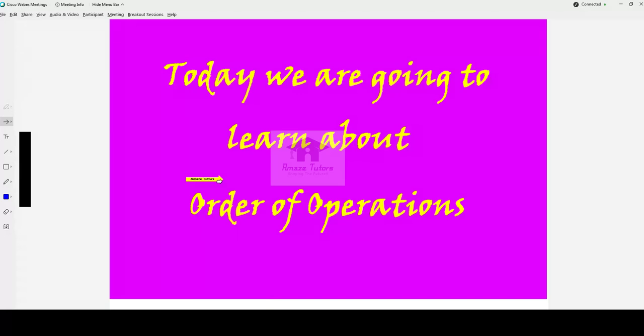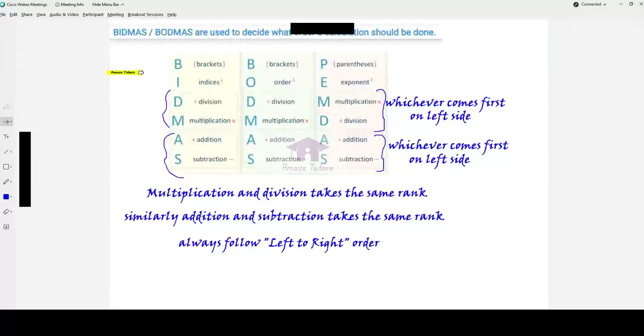So we should do it in the correct order to arrive at the correct answer. If we do it in a wrong order, we may end up with the wrong answer. So knowing the order of operations is very important in maths. So that is what we are going to learn about. And actually it is called in many ways. So as you can see, BIDMAS or BODMAS or PEMDAS. All are the same rule and same order only, but called in different ways.